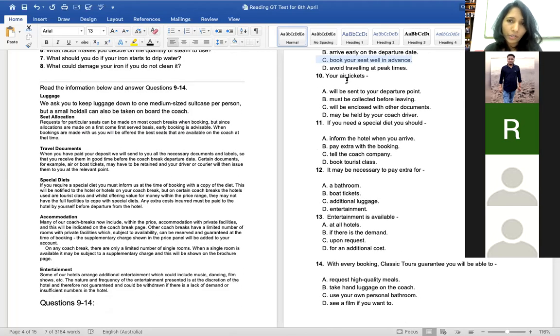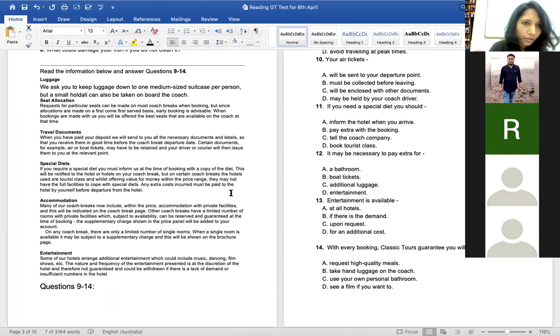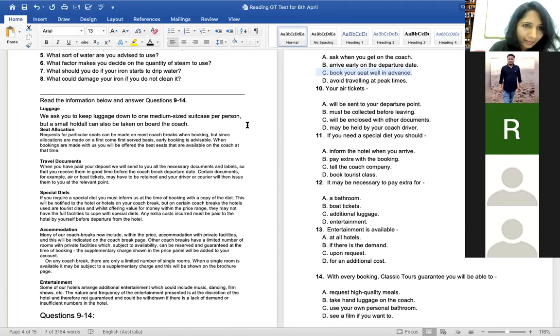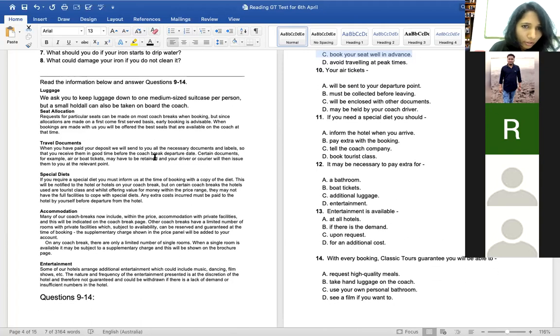Let's look at the next question, your air tickets. Air tickets is what we're looking for. So where do we find air tickets here? Seat allocation, travel documents. Okay, we have ticket over here, air or boat ticket. We found it here. Then we skim through the options. Your air tickets will be sent to your departure point, must be collected, will be enclosed, may be held by your coach driver. Now we go look and see what our answer is.